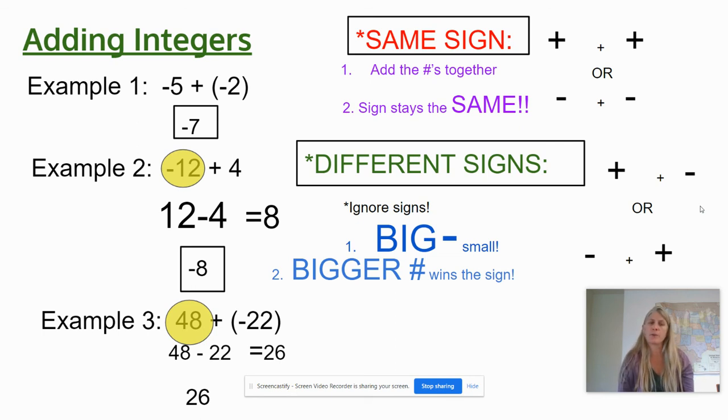And think of these in terms of money as well. If I owe $12 and someone gives me 4, I pay it off and now I only owe 8. If I have $48 and I owe someone 22, after I'm done with that payment, I have $26 remaining. So these are our rules for adding integers, and we're going to go ahead and continue our work on BuzzMath.